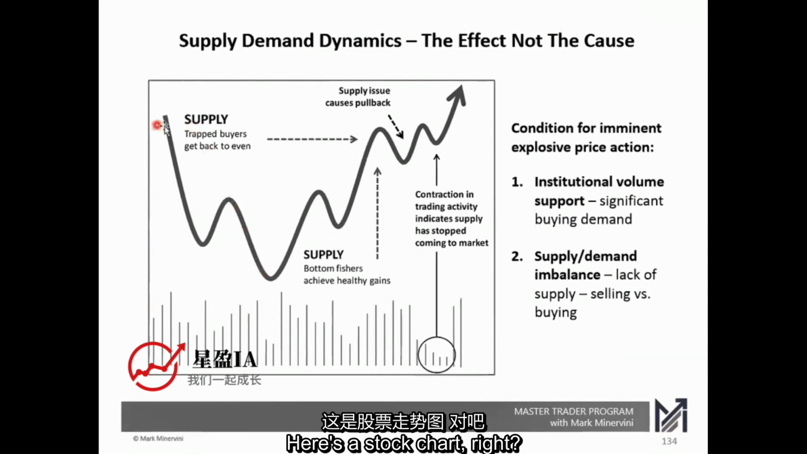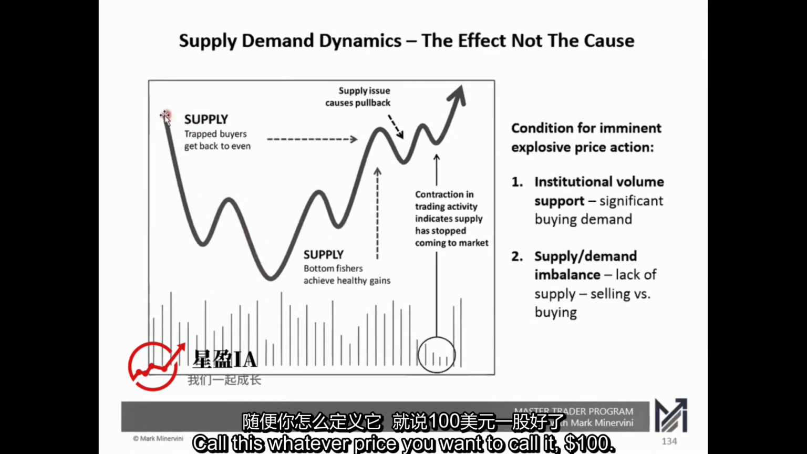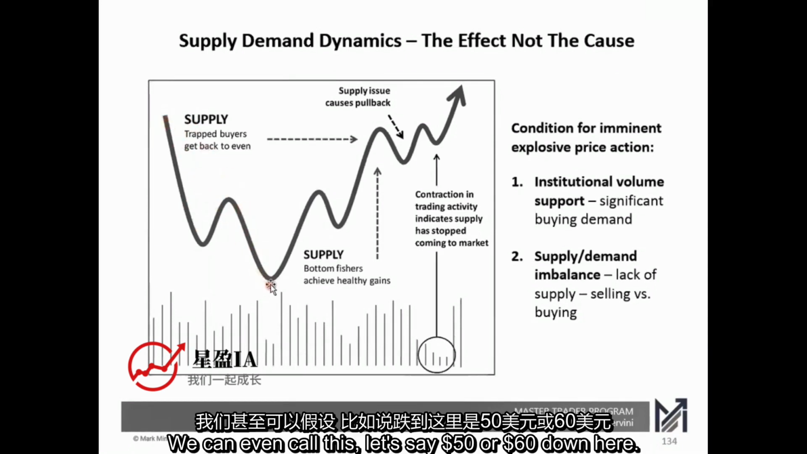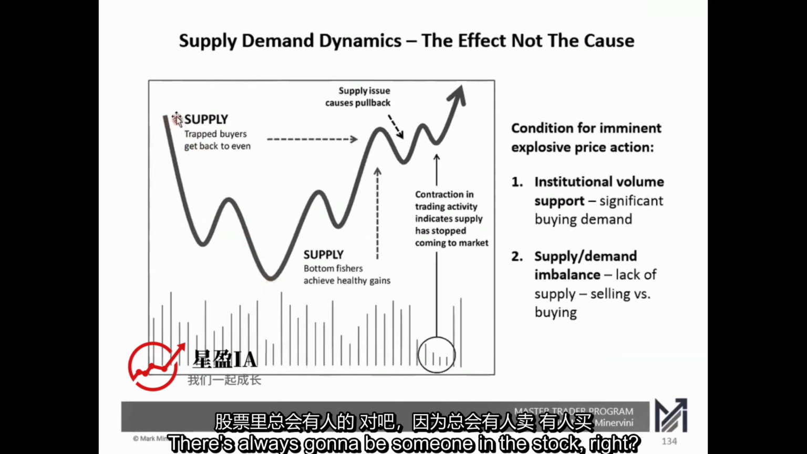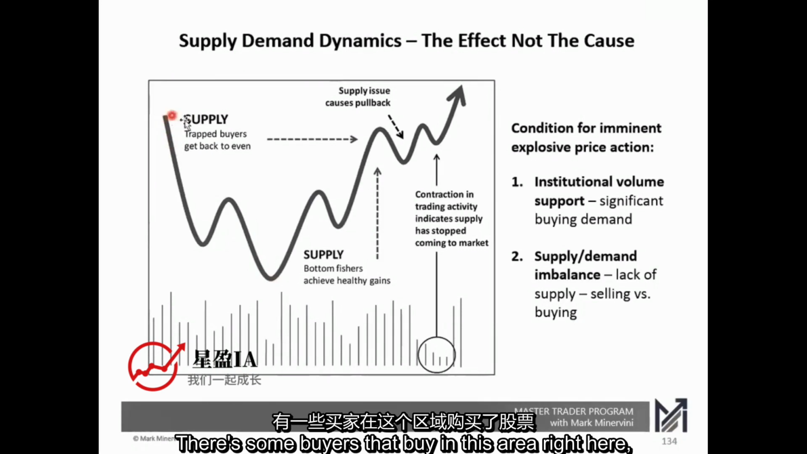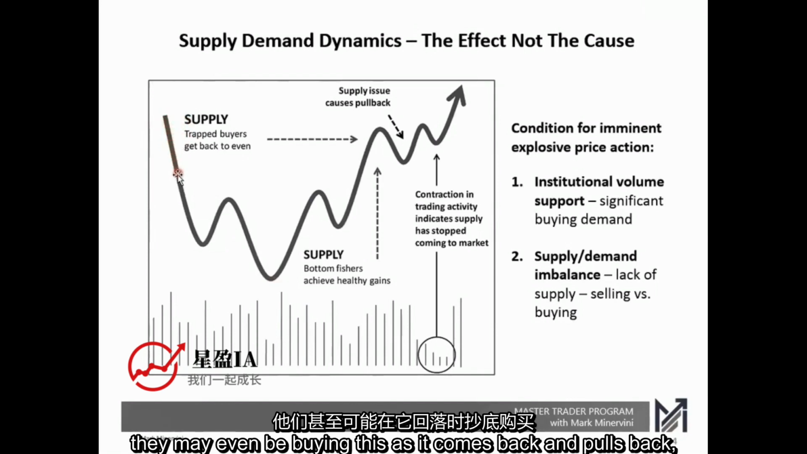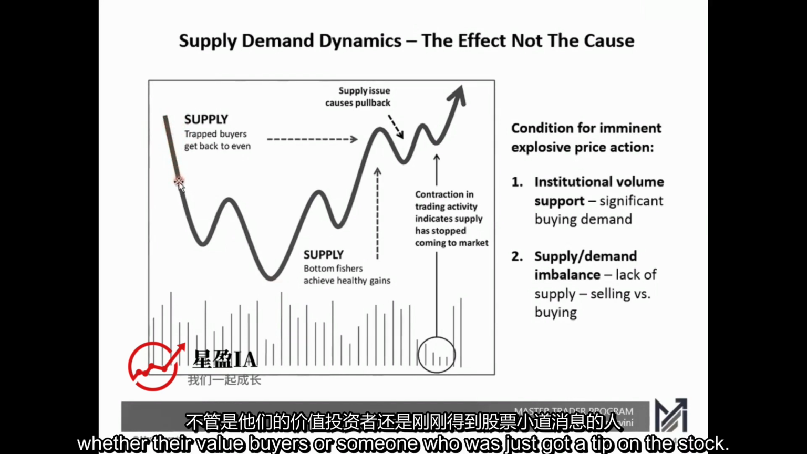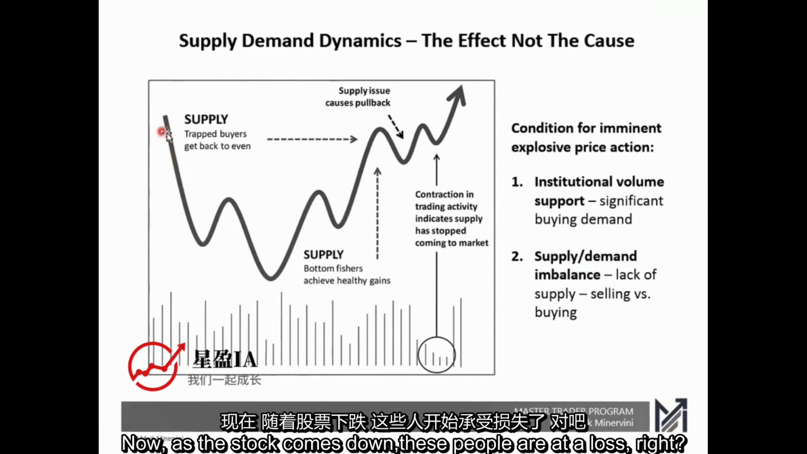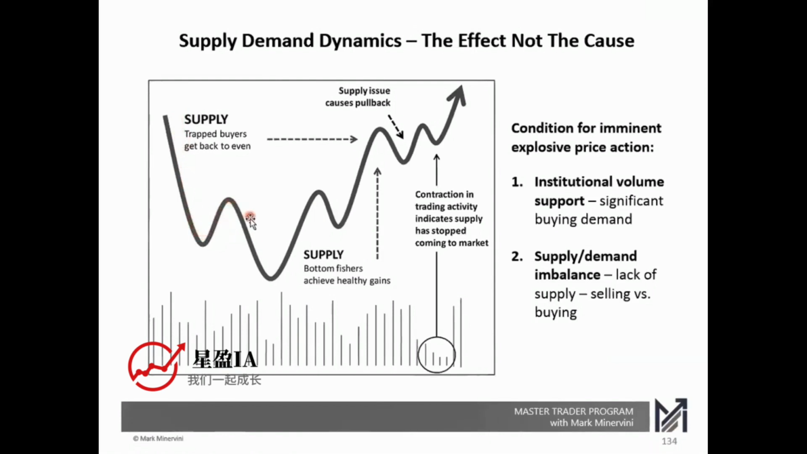So here's a stock chart, right? Call this whatever price you want to call it, $100, and we can even call this, let's say, $50 or $60 down here. So there's always going to be someone in the stock, right? There's trading in the stock every day. So there's some buyers that buy in this area right here, and they may even be buying this as it comes back and pulls back, whether they're value buyers or someone who just got a tip on the stock. Now, as the stock comes down, these people are at a loss. Right? They're underwater.